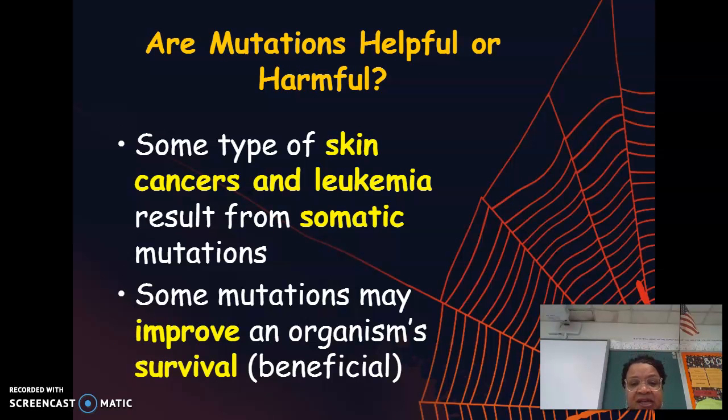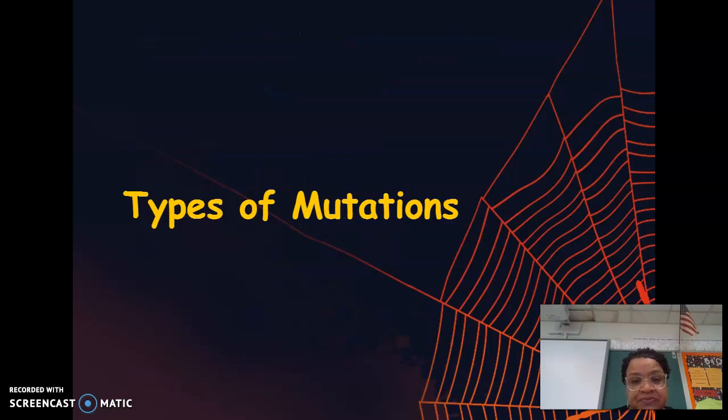Some types of skin cancers and leukemia can result from somatic mutations. Somatic, again, are cells of the body. Some mutations may improve an organism's ability to survive. It may be beneficial for an organism.